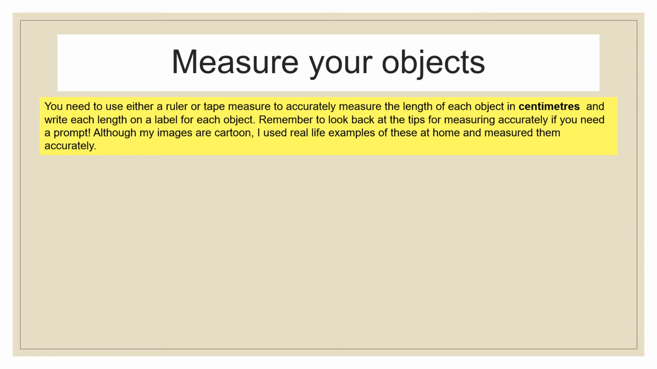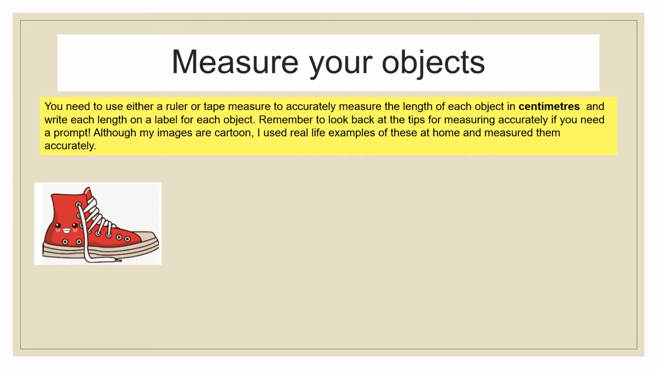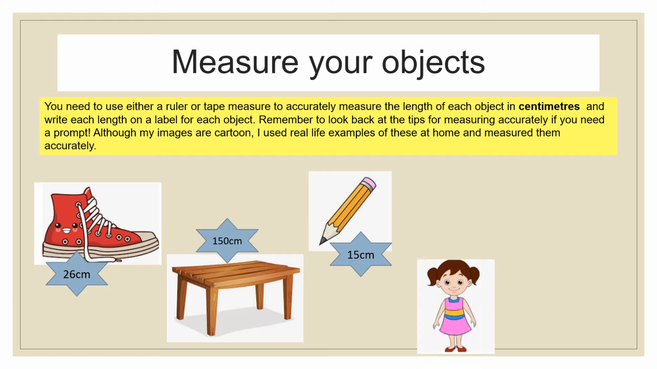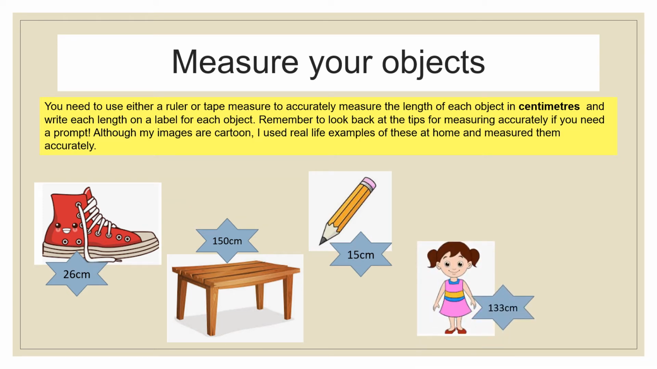Although my images are cartoon, I used real-life examples of these at home and measured them accurately. So let's have a look at the measurements I took for each of my objects. My trainer measured 26 centimetres. My table measured 150 centimetres. My pencil measured 15 centimetres. My daughter measured 133 centimetres. And my book measured 30 centimetres.